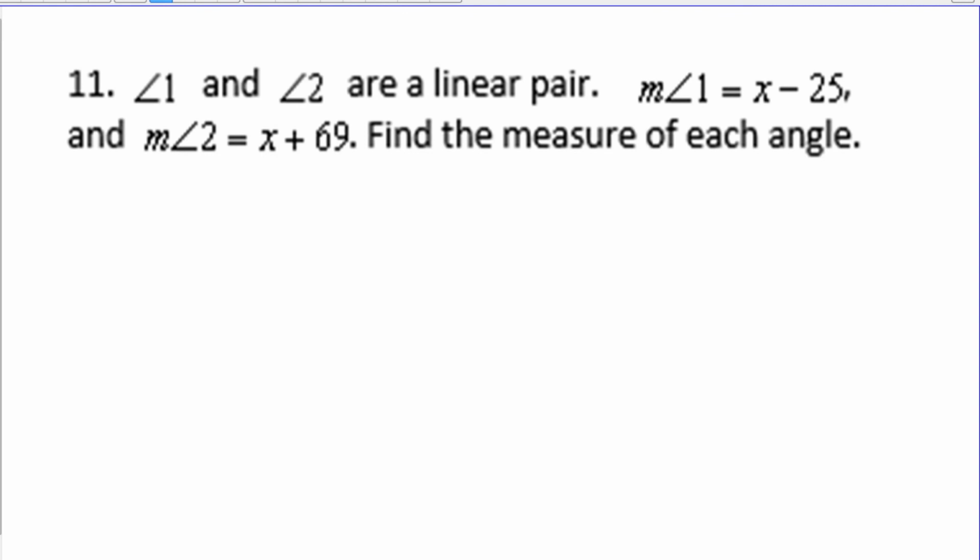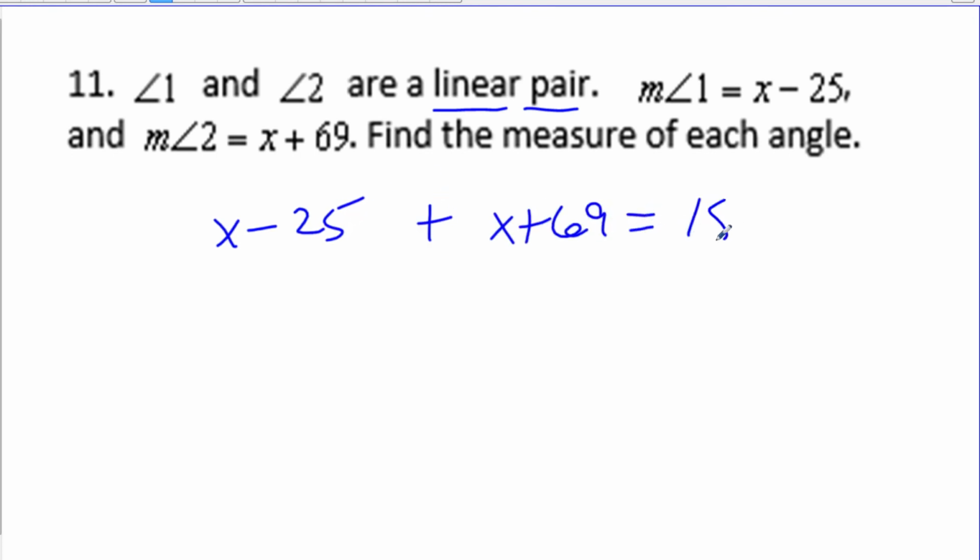Problem number 11. This says angle 1 and angle 2 are linear pairs, and they give you expressions for them. They want to know the measure of each of the angles. Linear pairs, again, there's vocabulary for you. This means that they create a line, and we know that lines always add up to 180. So I'm just going to say that x minus 25 plus x plus 69 should equal 180.